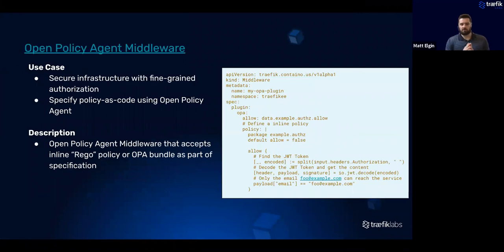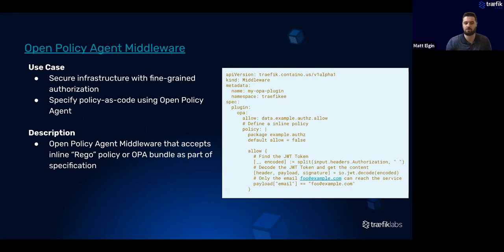So with both of those use cases covered, let's continue to talk about middlewares here for our next feature, and let's talk about one that is provided out of the box in Traefik Enterprise 2.4. So that is the Open Policy Agent integration middleware. So the use case here is if we want to leverage that policy as code idea for Open Policy Agent and secure our infrastructure with fine-grained authorization using that syntax, we can use this new Open Policy Agent middleware to do just that. So the way that it's implemented is, again, as a standard Traefik middleware.